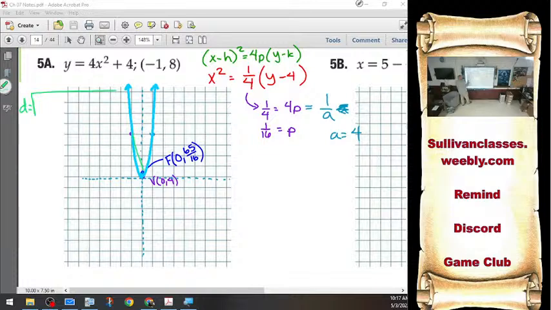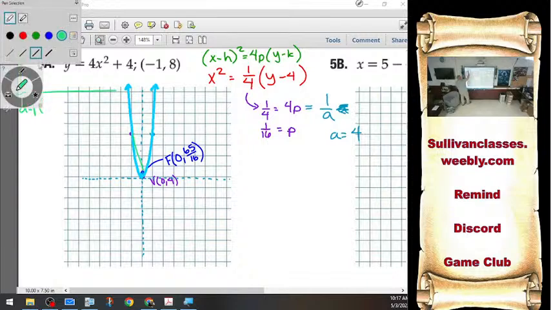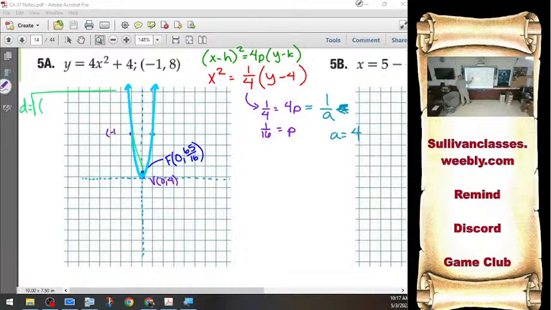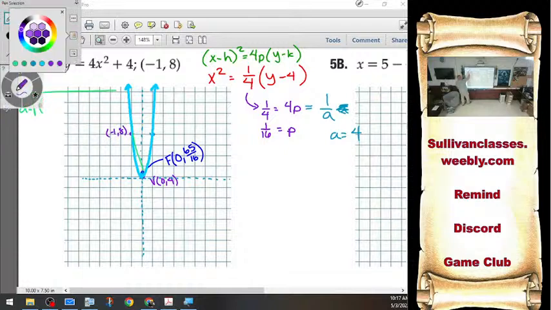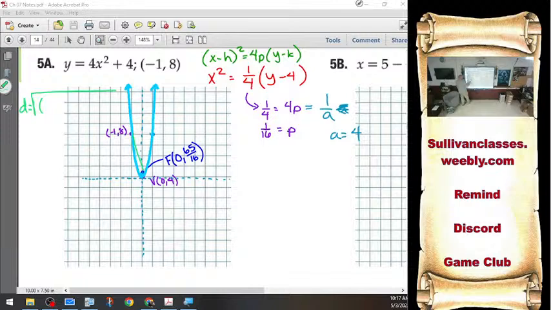My distance formula says x2 minus x1. This point was -1, 8. There we go. x2 minus x1. 0 minus -1, the quantity squared. Some of you were missing your negatives yesterday. Be careful with parentheses. Plus the quantity, 65/16 minus 8, the quantity squared.